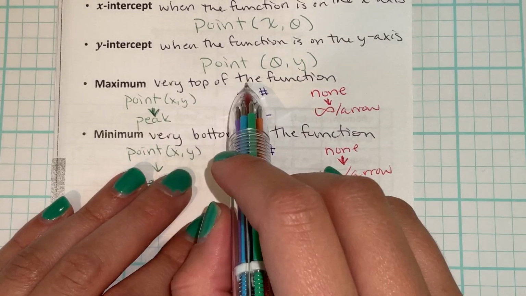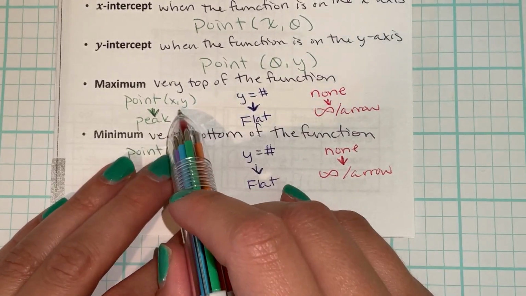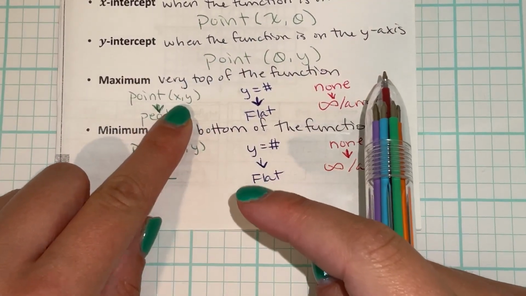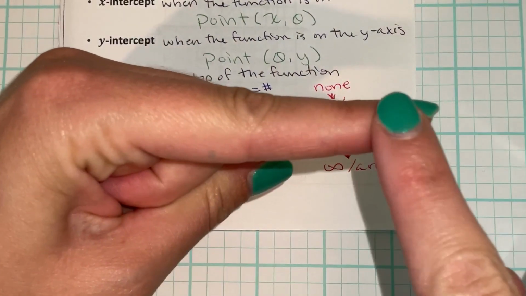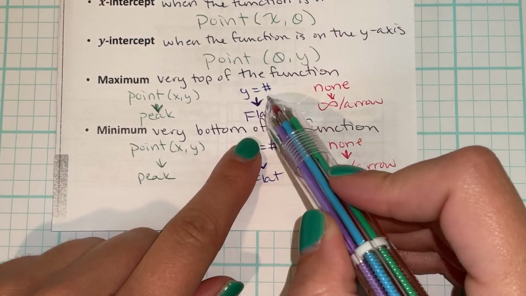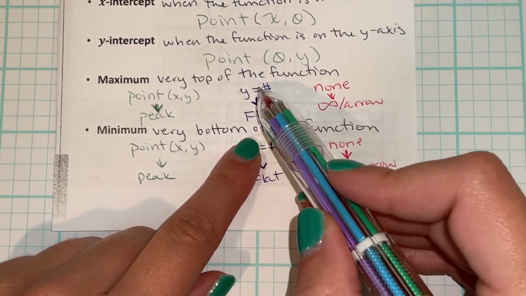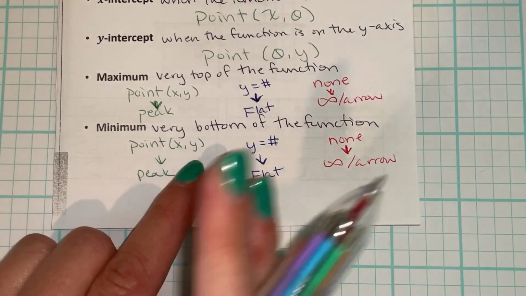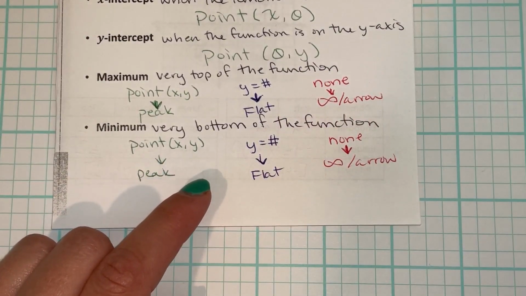A maximum is the very top of the function. So if it's a peak, like if it ends in a point like this, then you're going to write it as a point, x comma y. If it's flat up top like this, then you're going to write it as y equals a number, so whatever that highest y value is. And then it'll be none if you got yourself an arrow that's going forever as your peak or as your maximum.